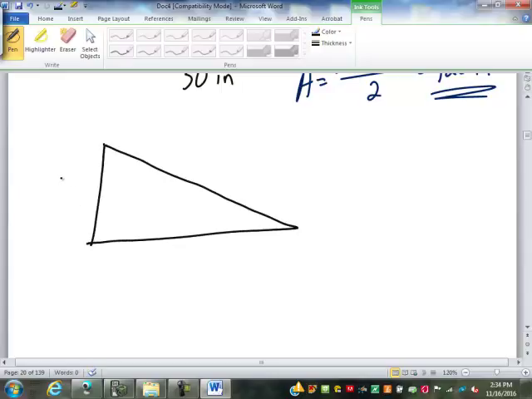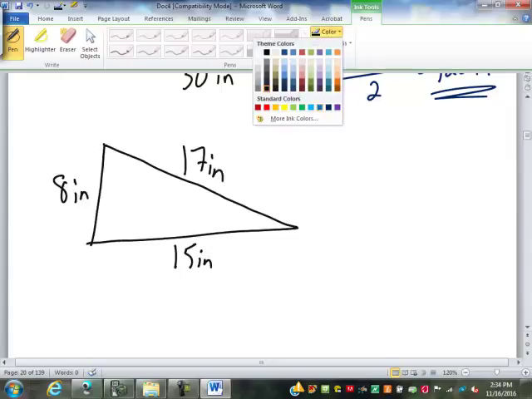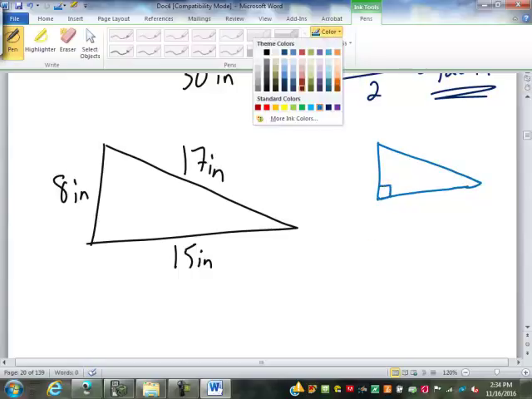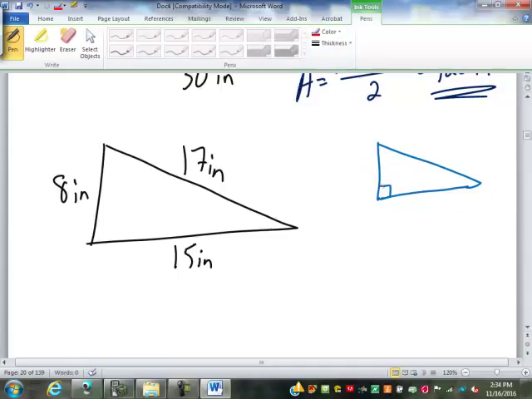And we're told that this side is 8 inches, this is 15 inches, and this is 17 inches. Now, we don't know whether this is a right triangle or not right now. But if we had a right triangle, with that being the right angle, the two sides that form the right angle are called legs. So that's a leg and a leg. The other side, the side that's away from the right angle, is called the hypotenuse.